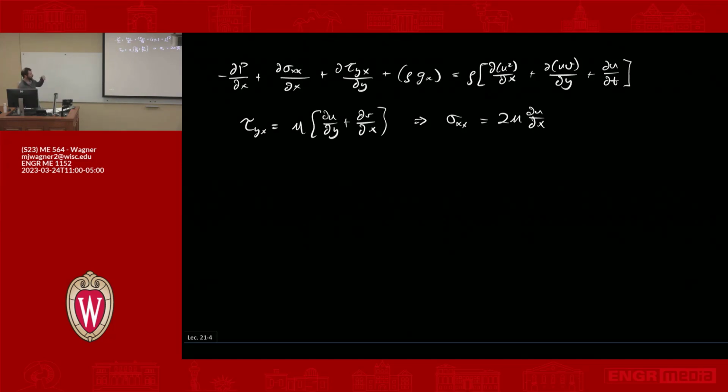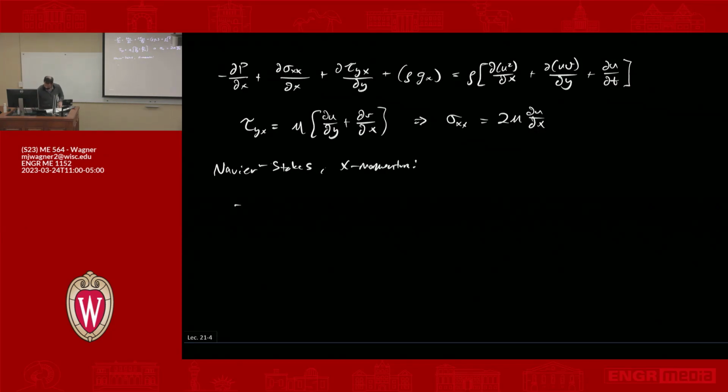And once we do that, there's some algebra we're not going to go through. But if you do that, you end up with the Navier-Stokes equation. So we'll just write that out. Navier-Stokes, this is what? X momentum.